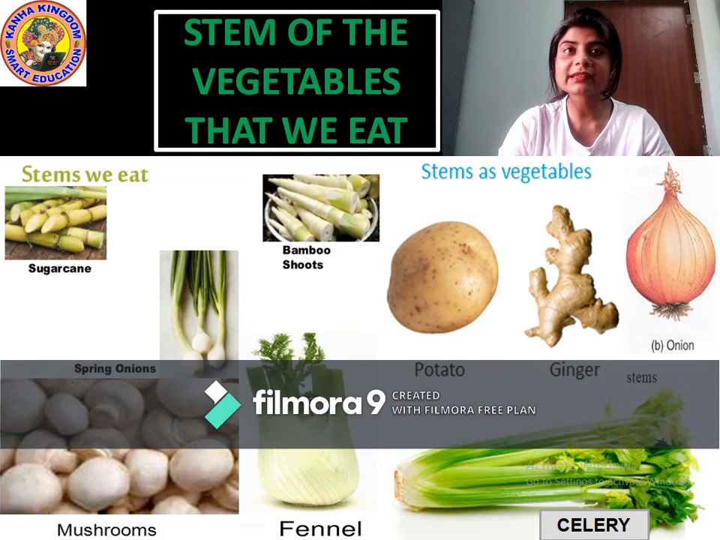Understood? These are the stem of a plant that we eat as food. Stem of the vegetables. These are called vegetables, and these are the stems of the vegetables that we eat. Understood?